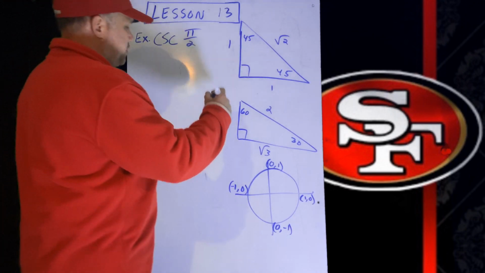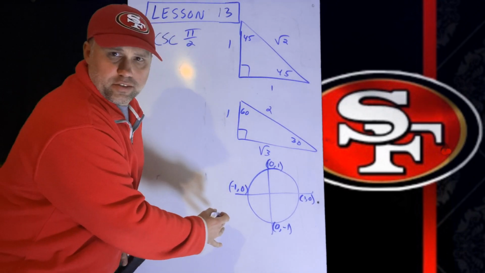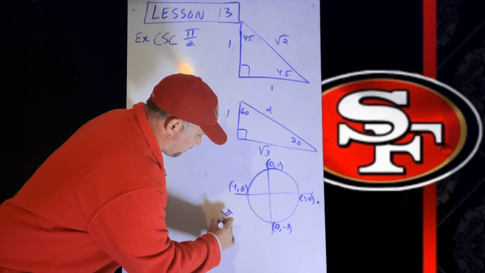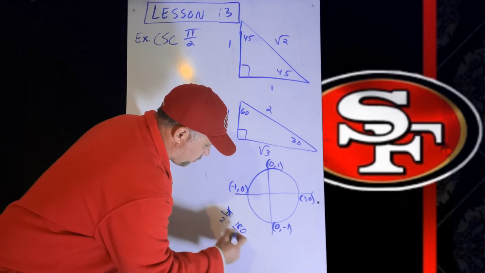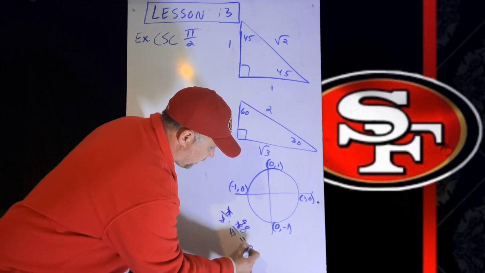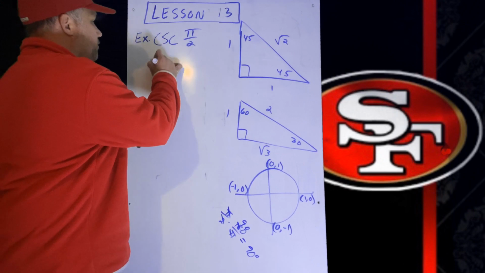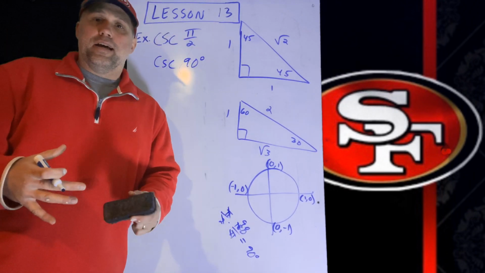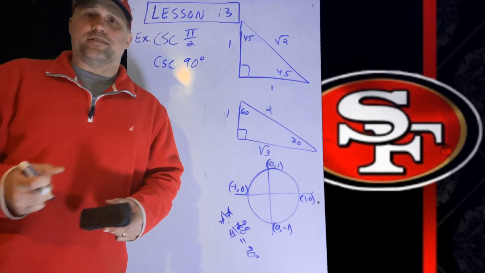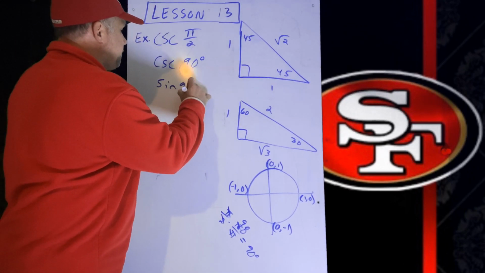So if I just go off to the side here real quick, down here where I've got some room, I hope you can see right here. Yeah, I think you can. If I take pi over 2 and multiply by 180 over pi, my pi's cancel. 2 goes into 180 90 times. This is a 90 degree angle. So I'm actually looking for the cosecant of 90. So to do that, I need to know that cosecant is the reciprocal of sine. So I need to find the sine of 90 first.